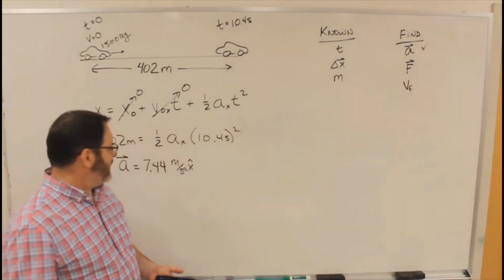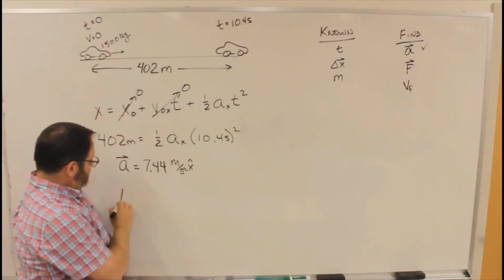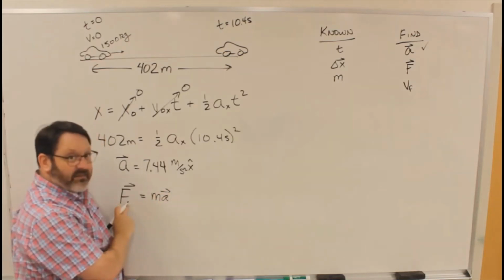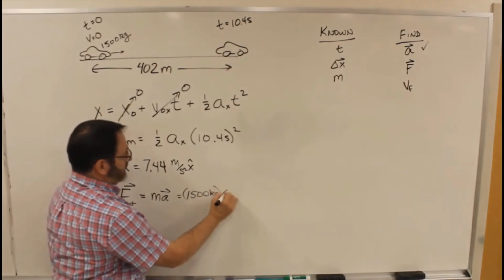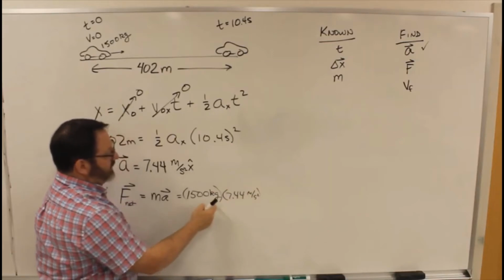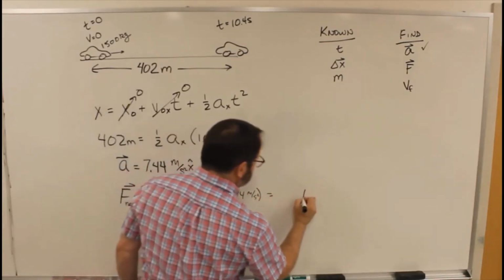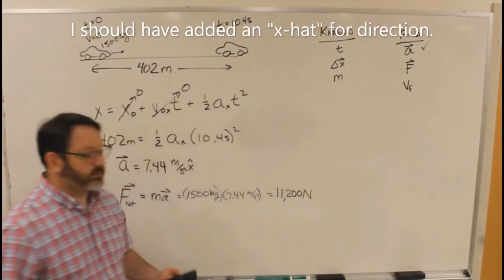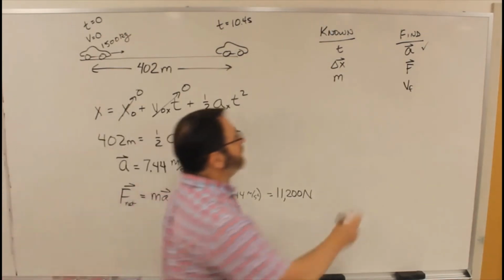How much force is needed? Well, I have acceleration and I have mass. So I know that force is mass times acceleration. So this is the net force. 1,500 kilograms times 7.44 meters per second squared. Kilogram meters per second squared, that's newtons, so that's good. It's about 11,200 newtons. So now we've got the force.